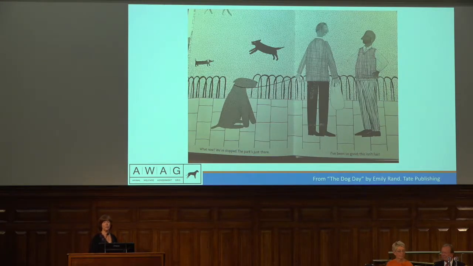Now, how often do people bring dogs into your surgery? This is from The Dog Day by Amelie Rand, and because you can't read the text at the bottom, it says, "What now? We've stopped. The park's just there. I've been so good, this isn't fair." And yet they bring the dog into the surgery. "Oh, yes, he goes for walks every day. That's fine. He's on the lead, and I stop and chat to my mate, and then we go home again."